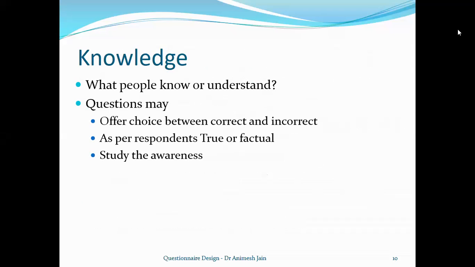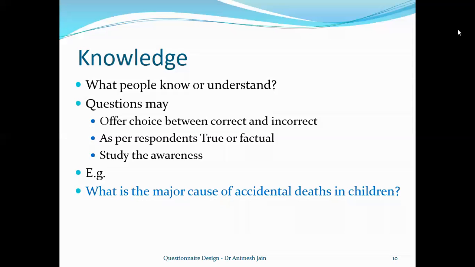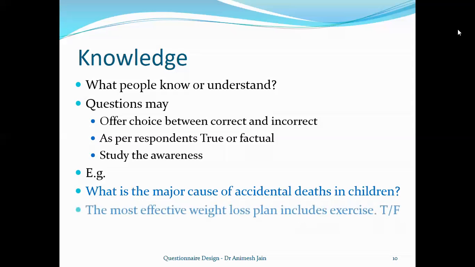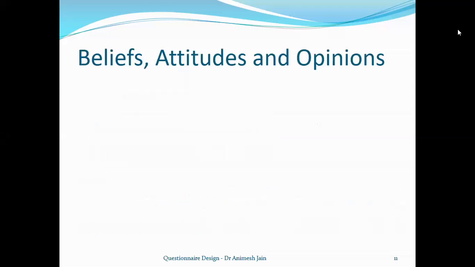Coming to the knowledge, quickly give you an idea. Basically, you can have questions which give an option between correct and incorrect so that you can elicit whether people know that correctly. But many a times this is not a good idea because guesswork is also possible. Again, you can check between true, false, or you can just ask questions which will elicit their awareness. So some examples are listed below, like, what is the major cause of accidental deaths in children? So you are asking them and they will come out with an answer, or true or false, or something like a fill in the blank.